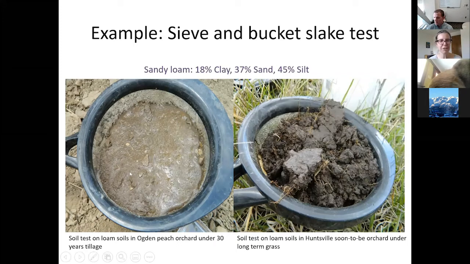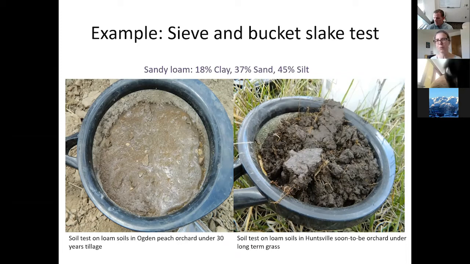And this one here on your left came from a peach orchard that had been tilled for 30 years, right? And you can see there's virtually no aggregate stability left in that soil whatsoever. You've got a shiny surface, right? And really nothing much to score there.